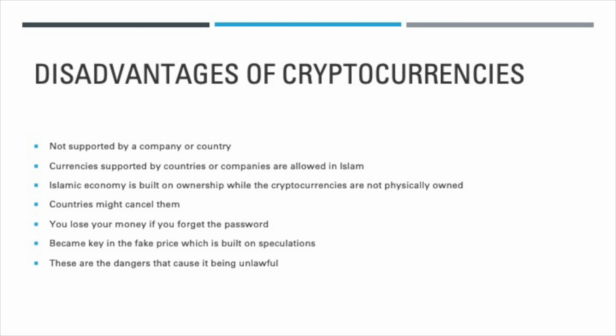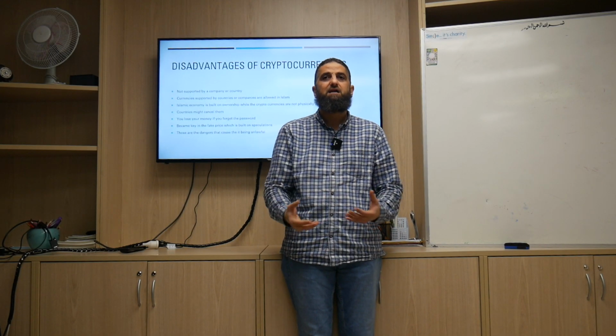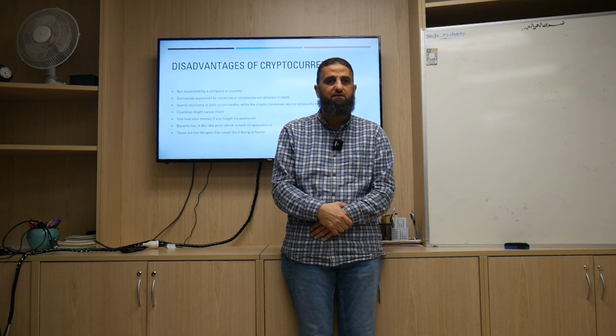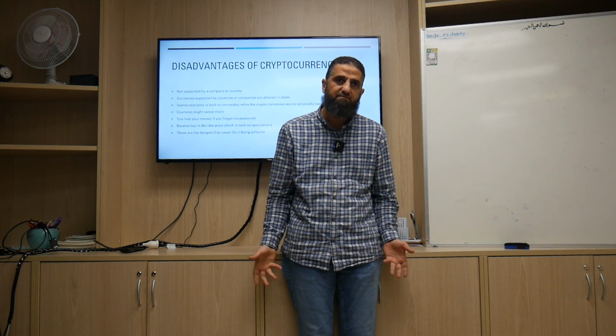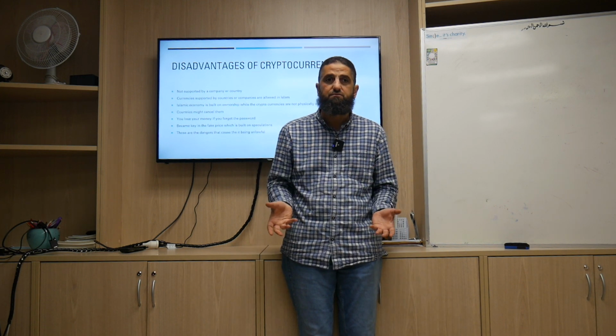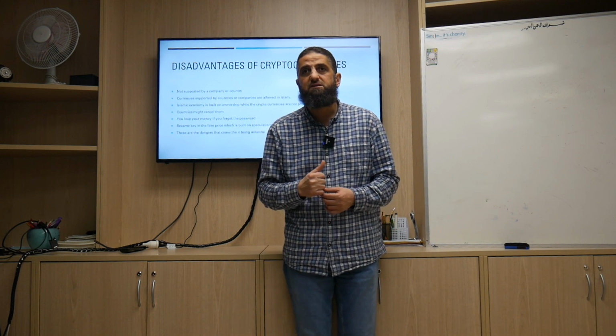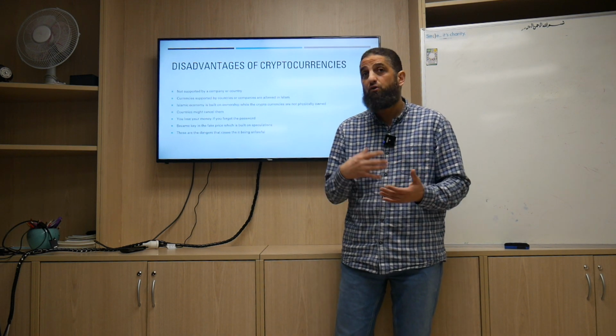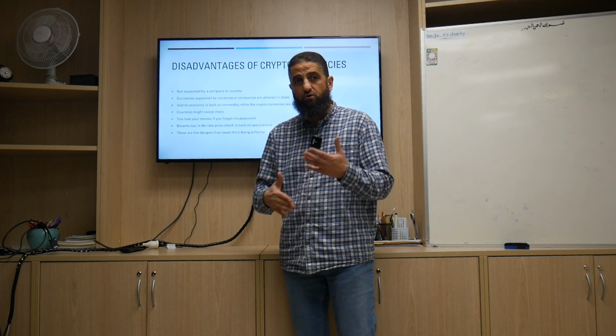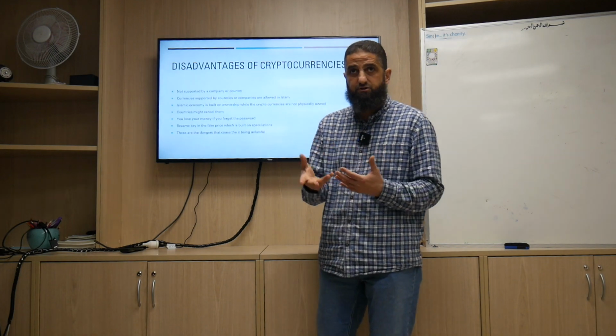The Islamic economy is built on ownership, while the cryptocurrencies are not physically owned. So you need to own something. At the end of the day, the money that you have in the bank, if you want to withdraw that money, you will have it. It's owned by you. But the cryptocurrencies don't have physical ownership. It's all on the internet, on the blockchain.